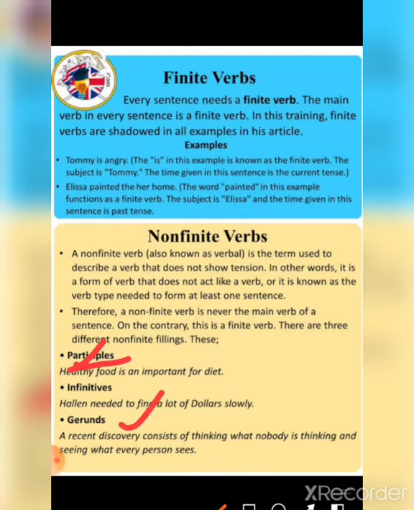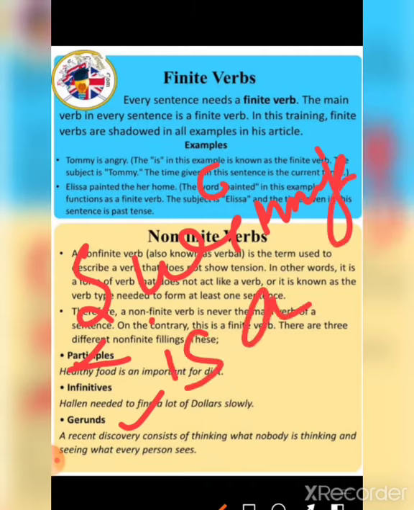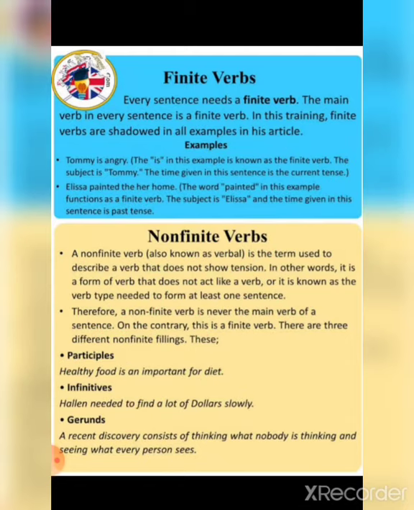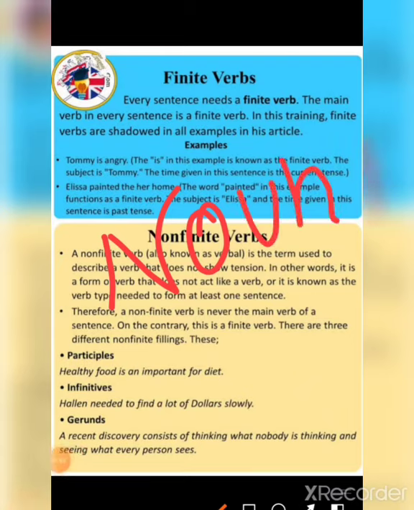So how do gerunds work? Gerunds always act as a noun in a sentence. If I tell you that swimming is a good exercise, then swimming is verb plus ing, but it is not a verb. It acts as a noun in a sentence. So in this sentence, swimming acts as a noun. So you can say that it is a gerund.